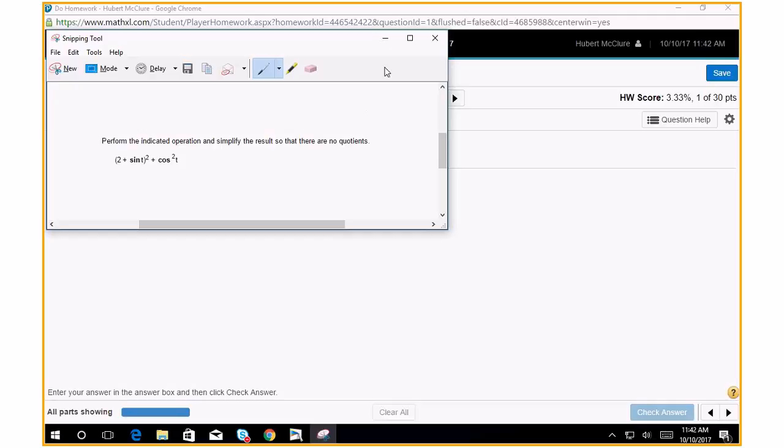Now, 2 plus sine squared, that could be A plus B quantity squared. So you could actually go 4 plus 2 sine t plus sine squared of t plus cosine squared of t.